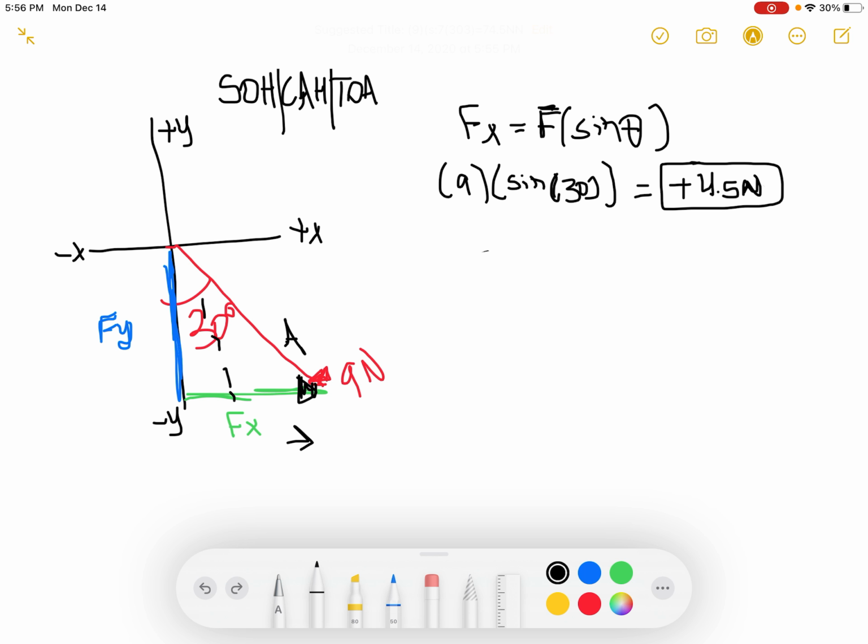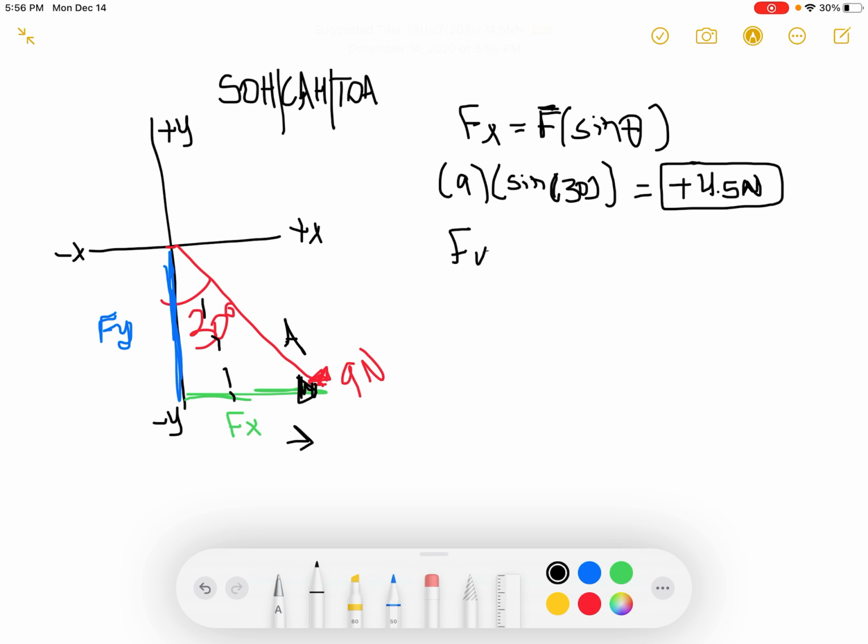So, when you're typing this in a calculator, you should type it like I did. Parenthesis, 9, close, open, sine, and it will already bring up a parenthesis. Type in 30, close it, and then close another one. That's how you have to do it so it turns out right.